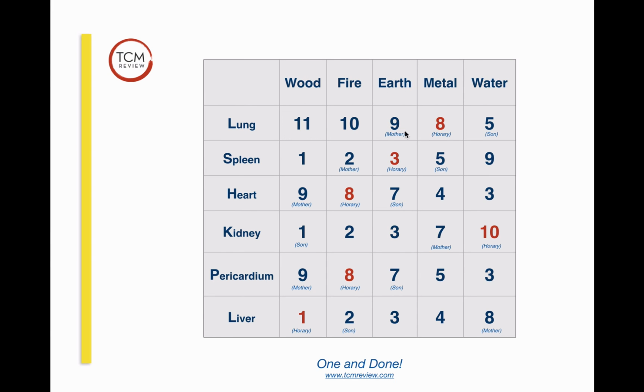In addition to lung 9, remember what the third point was. We can tonify the horary point of the mother element. Lung 9 is an earth point, so we can also use the spleen point. Spleen is the earth channel, and the earth point on the earth channel, the horary point that matches the lung mother, is spleen 3.